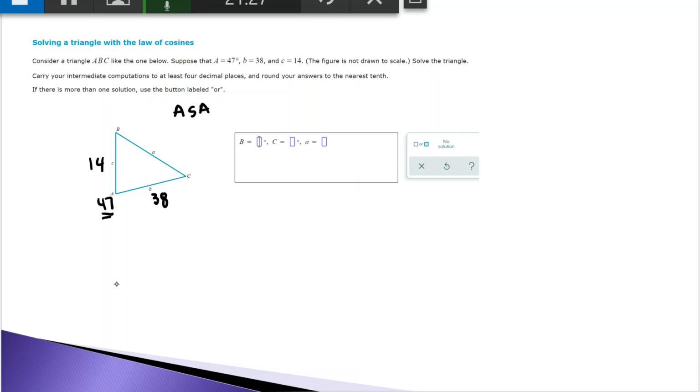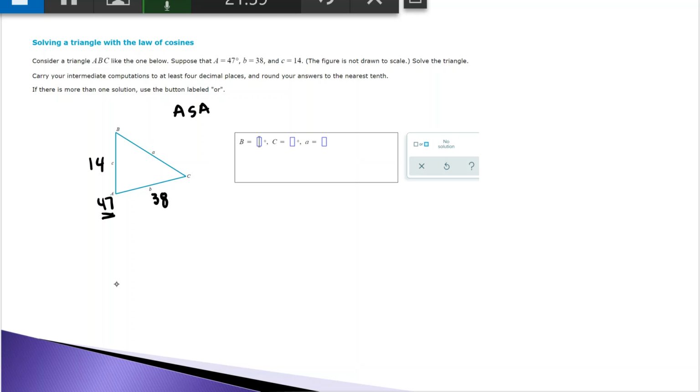So the angle I know is 47, so I'm going to treat little a as my hypotenuse. I'm going to treat the 14 and the 38 as my two sides. If you have options for the hypotenuse, then use the longest side. In theory, it works any other way, but if you use the longest side as the hypotenuse first in your law of cosines, it just makes the rest of your work go a lot easier.